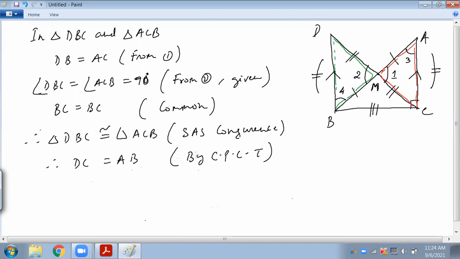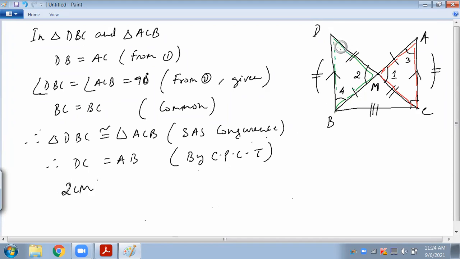Okay, now again, we know that CM and DM are equal. It is given in the question. These are the two parts of the same side DC. So instead of DC, what can I write? 2CM. Instead of DC, I can write 2CM.